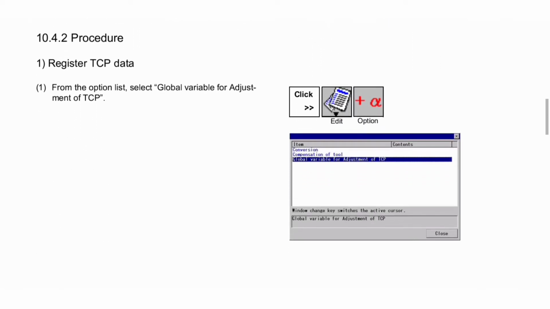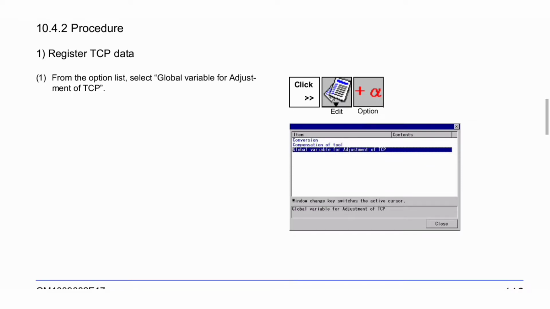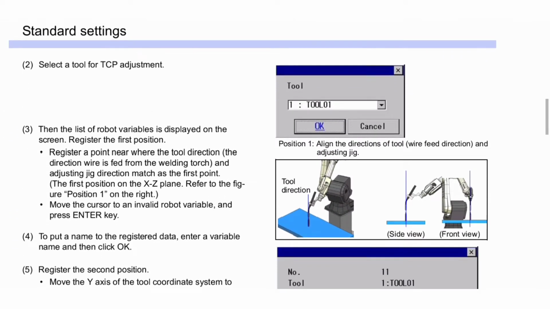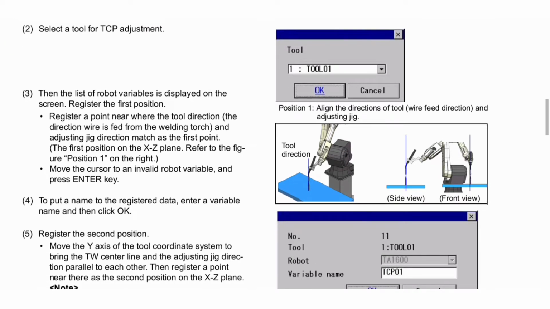Next one is the procedure. Register TCP data. From the option list, select global variable for adjustment of TCP. Here you can see the procedure of registering TCP data in this image. Edit option. Item conversion. Compensation of tool. Global variable for adjustment of TCP. Window change key switches the active cursor. Global variable for adjustment of TCP. Close. Next one is select a tool for TCP adjustment, and its image is given here.